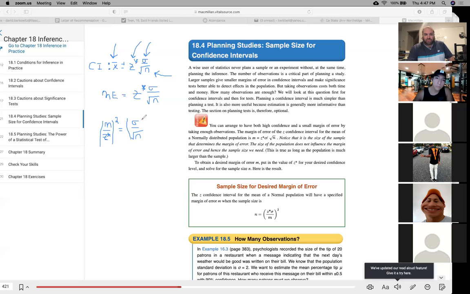I mean, there's more than one way to solve for this. I'm just doing it one way. We square both sides. So I get m over Z star, squared, equals sigma squared over the square root of n squared, which is n. And therefore, what is n equal to?